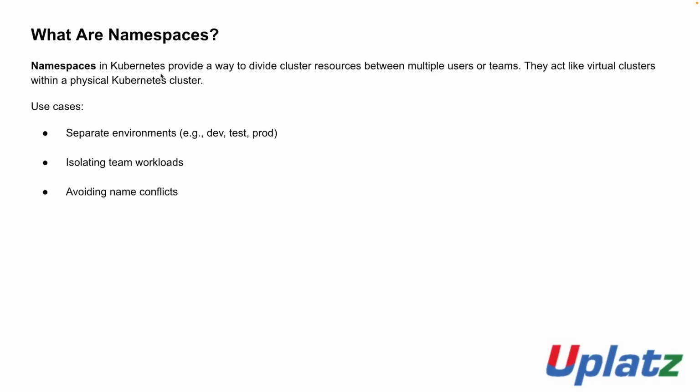Namespaces in Kubernetes provide a way to divide cluster resources between multiple users or teams. They act like virtual clusters within a physical Kubernetes cluster.